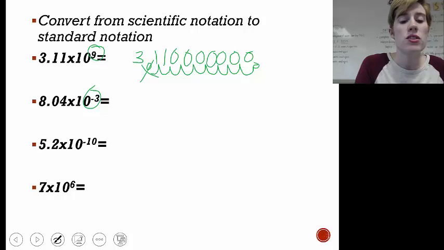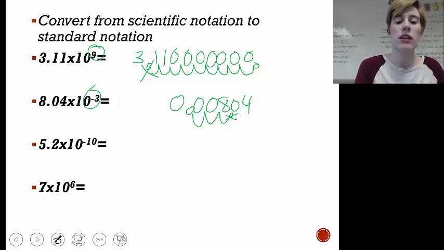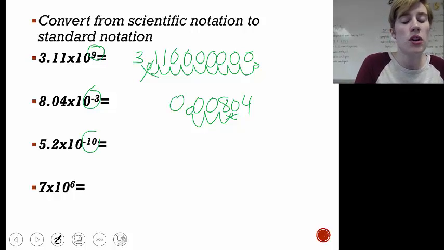This is a negative value, so we're moving our decimal to the opposite direction. Okay, so we have 804. Here's our current decimal. We're going to move it 1, 2, 3. Here's our new decimal. So we have 2 zeros after the decimal, and we always put a 0 in front of the decimal. This one we're going minus, so we're going to have a really small value again.